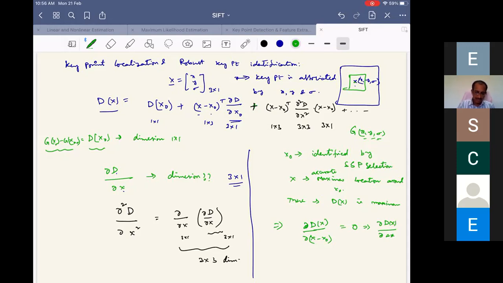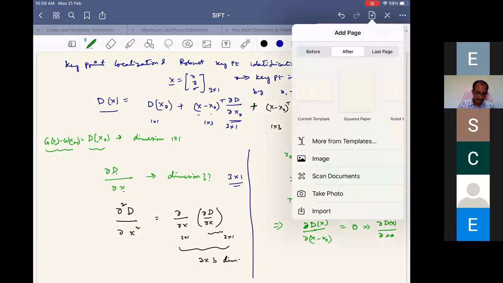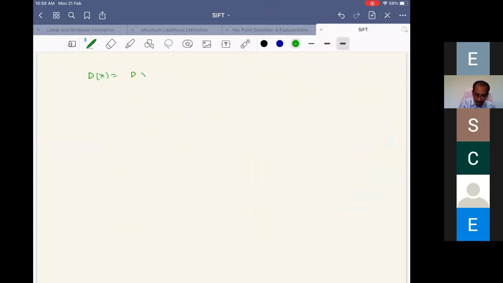So can you differentiate this with respect to delta x and then equate to 0? Take the first three terms. Quickly, I suggest you do that. So dou D by dou del x, I would like to put to 0. What is the differentiation of this? First term, if I differentiate with respect to del x, what is that? 0. What is the second term? It is in the form x transpose y, differentiating with respect to x, so the answer is dou D by dou x naught.